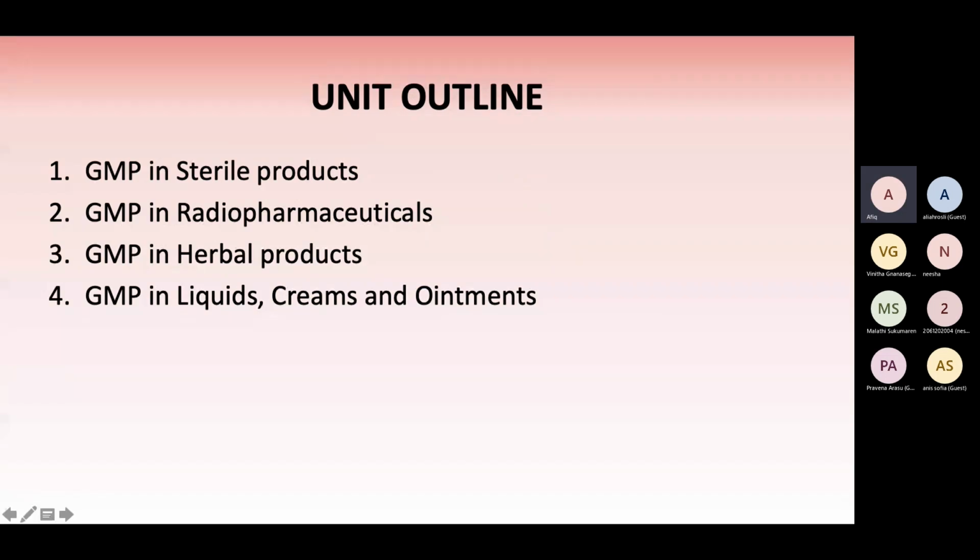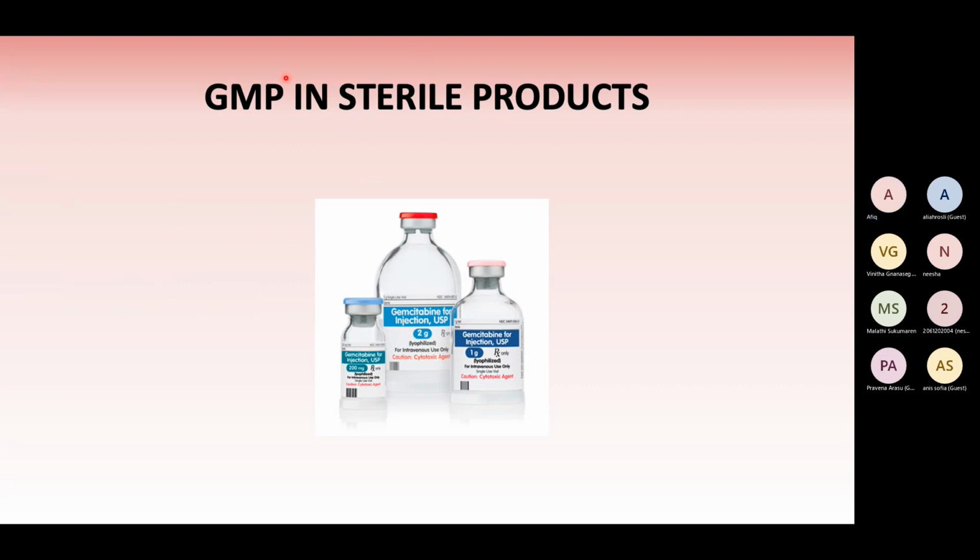The outline for subunit 1I will be on GMP for sterile products, GMP in radiopharmaceuticals, the third one will be GMP in herbal products, and lastly, GMP in liquids, creams, and also ointments. So the first one is sterile product.